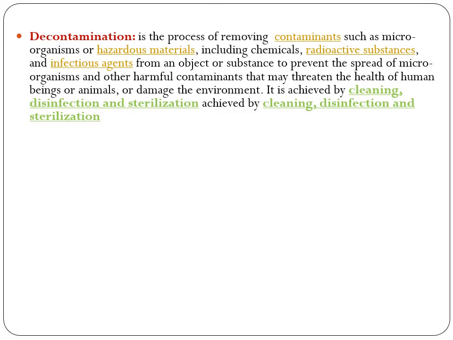There are some terms that you have to know about sterilization and disinfection. The first one is decontamination. Decontamination is the process of removing contaminants such as microorganisms or hazardous materials, including chemical agents, radioactive substances, or infectious agents from an object or a substance in order to prevent the spread of microorganisms and other harmful contaminants that may threaten the life of human beings or animals or damage the environment.